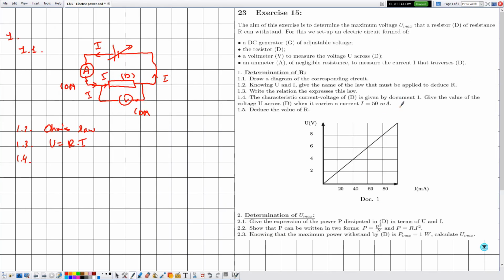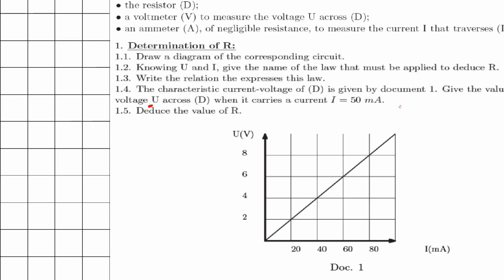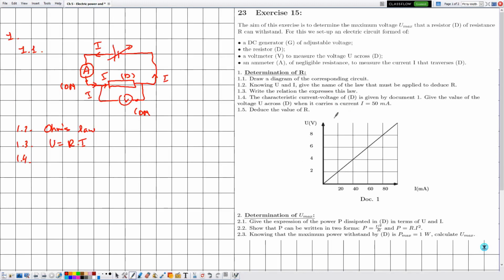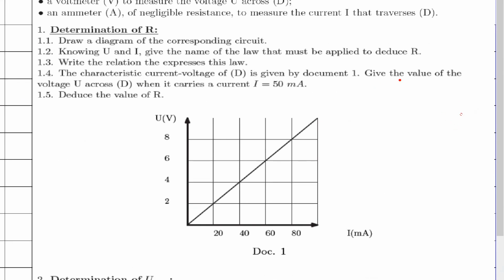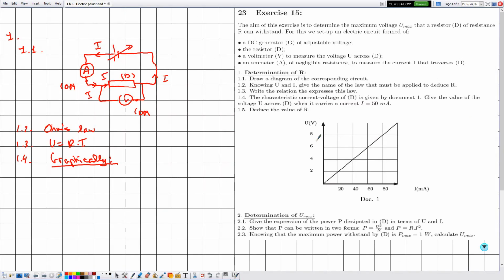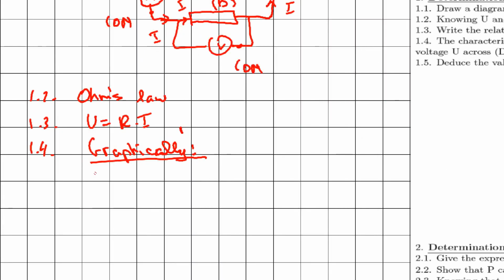So now they are telling me we need to give the value of U when I is equal to 50 milliamps. So let's say graphically. I repeat that the question is we need to give the value of U when the value of the current I is equal to 50 milliamps, and this is given by referring to this curve. So usually for this statement they give it half a mark.